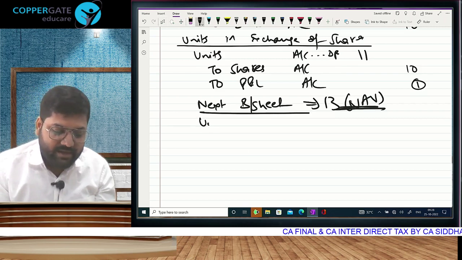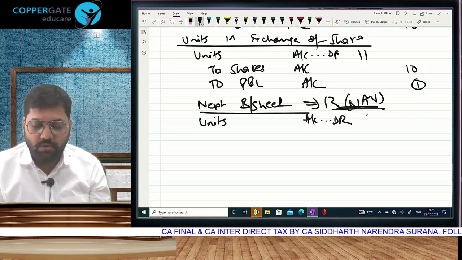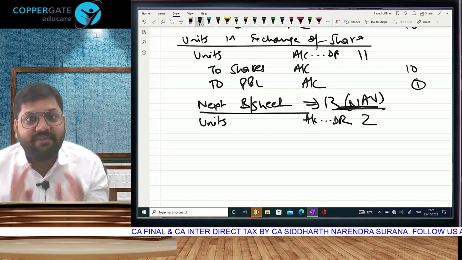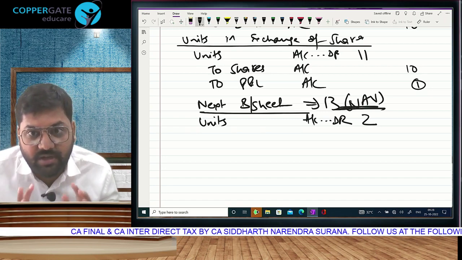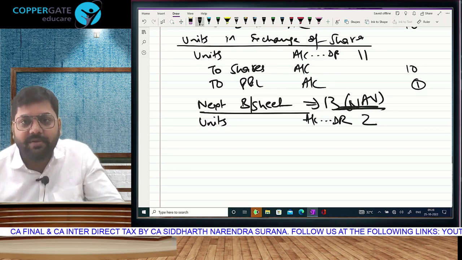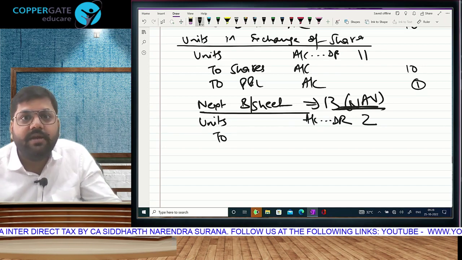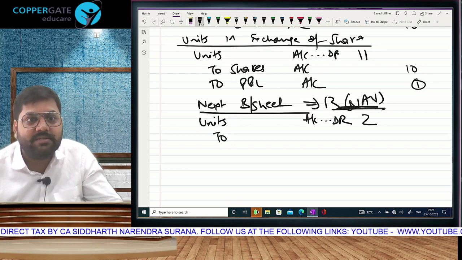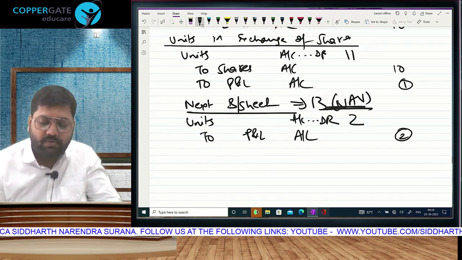So we have to increase the value of units, and I hope you understand an asset's value increases by debiting it. How much? 2. Because we have to make 13 and 11 is already there in that account. I hope you are understanding. 11 is already there in the ledger, no? 2. Okay, units account debit 2 lakhs. But Mitro, credit what? You have not done any transaction. So once again, dumping ground, 2 lakh.